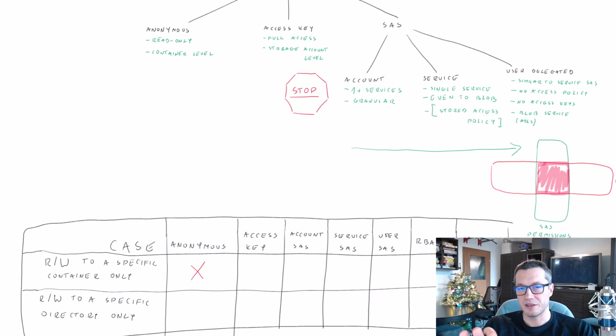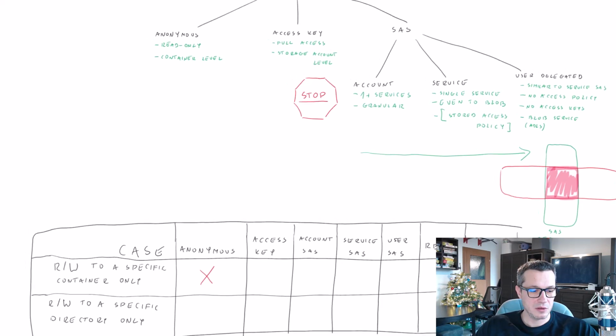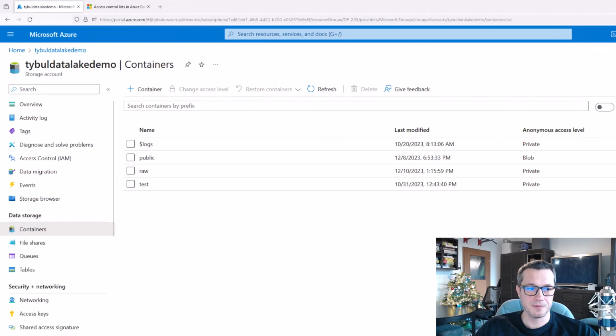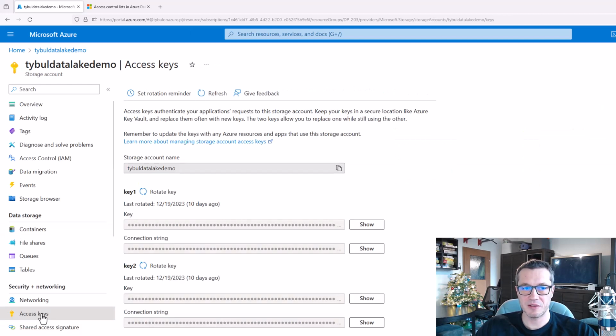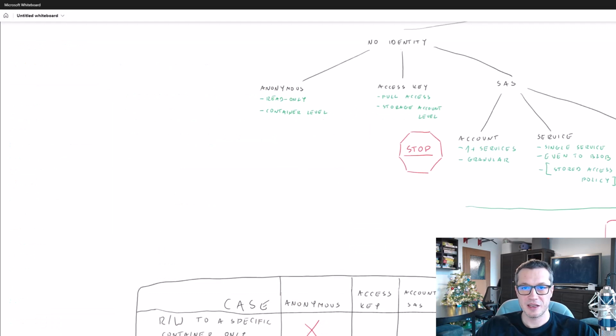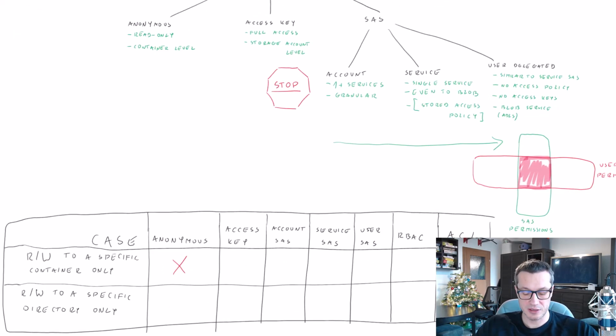And let's analyze the first case right now. Access keys. Will they work? And if you don't remember what the access key was, let's revisit the Azure portal. Here in the storage account, we have this access keys option that gives us full admin access to the whole storage account. And because it gives us access to the whole storage account, again it won't work, because it's not granular enough.